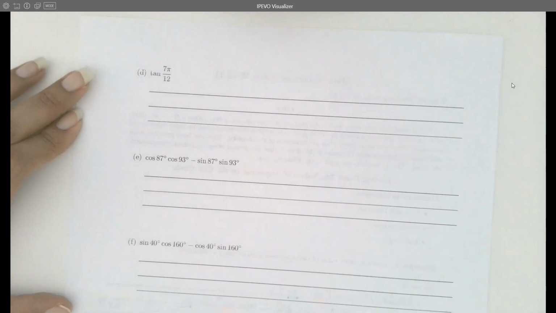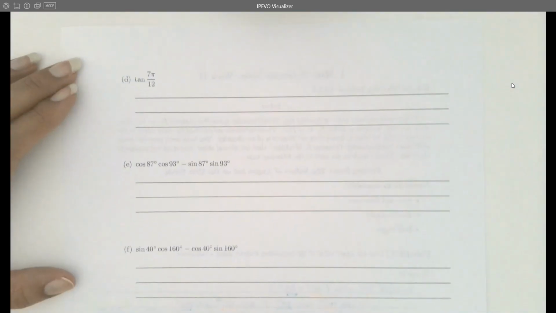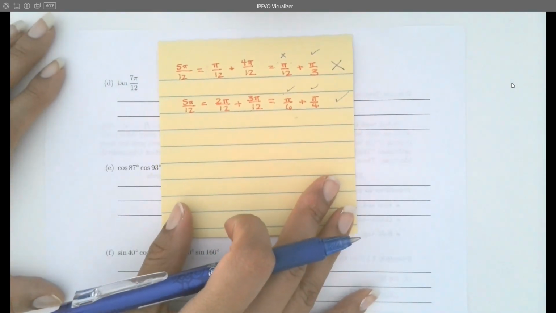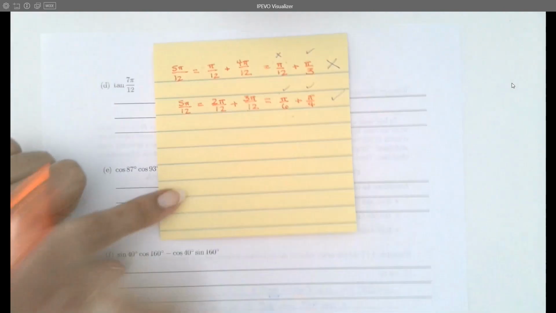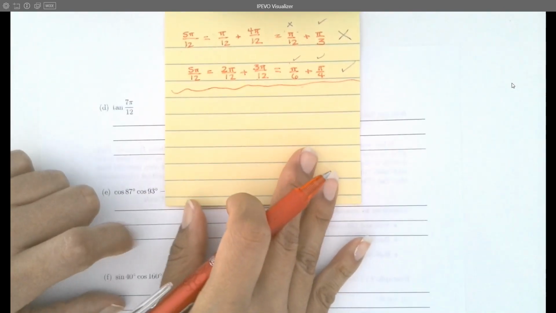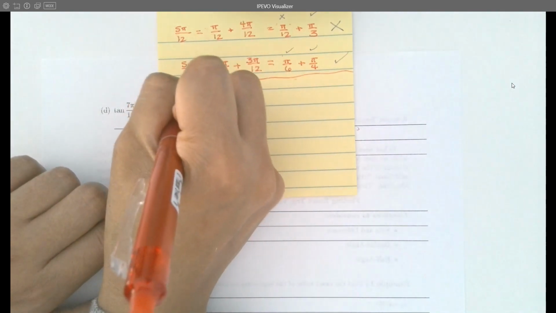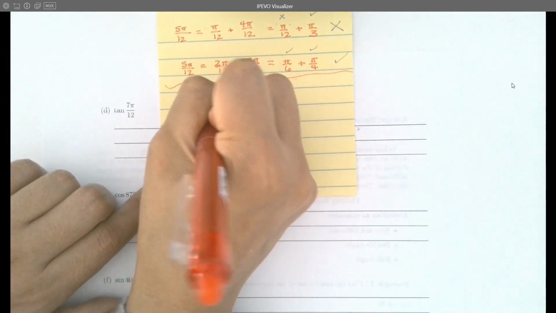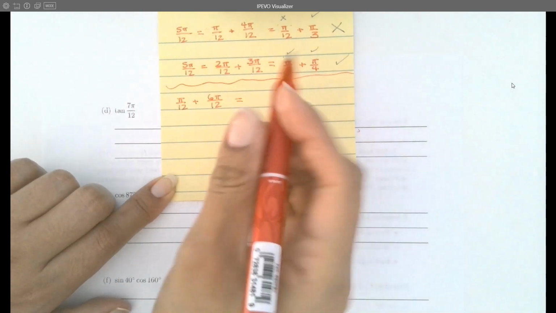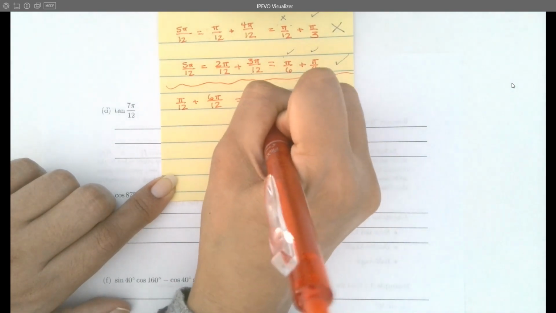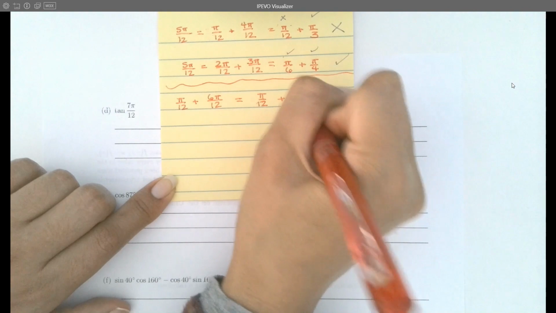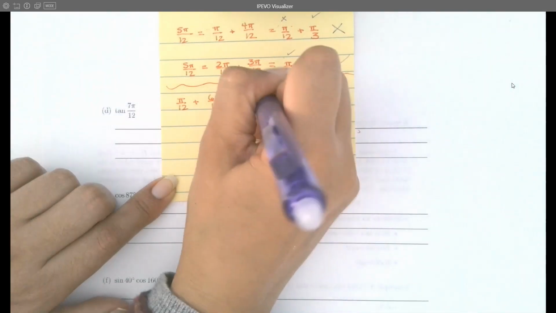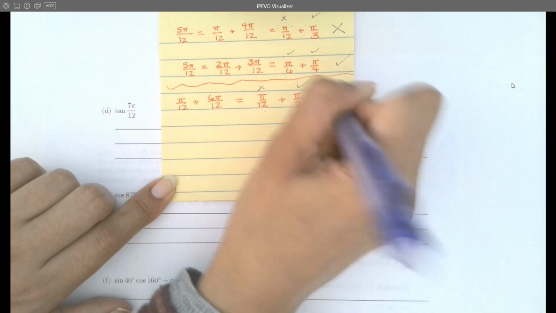Okay, we're going to attempt one more problem of that type. In this case, we have 7 pi over 12. So we'll go through with that same trial and error approach. We'll first start maybe with pi over 12 plus 6 pi over 12, because together they add up to 7 pi over 12. But the issue is that the first fraction, pi over 12, is not going to reduce down to anything useful, nothing on the unit circle. So this one doesn't work because the first fraction fails.